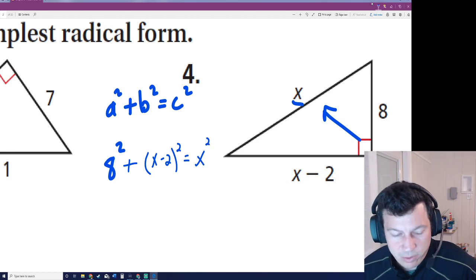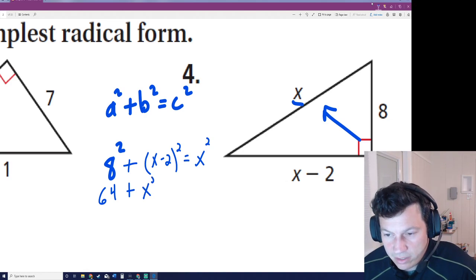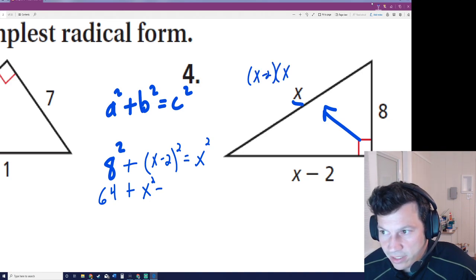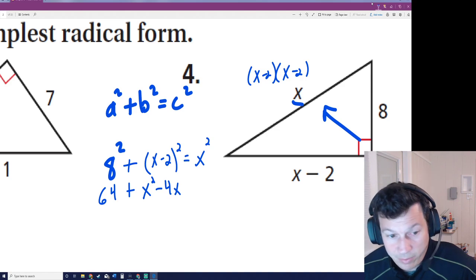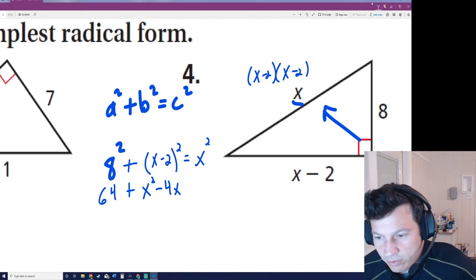All right, 8 squared plus, and then this is the tricky part. Not tricky, just make sure it's x minus 2, the whole thing, squared, equals c squared, which is just x squared in this case, right? So now we have an equation all with x's. All we have to do is expand here. So we get 64, and then we do have to FOIL, right? So we're going to be x squared minus 2x, because x times x is x squared, outer is negative 2x, inner is negative 2x, which means negative 4x when I combine them. And then negative 2 times negative 2 is positive 4, equals x squared.